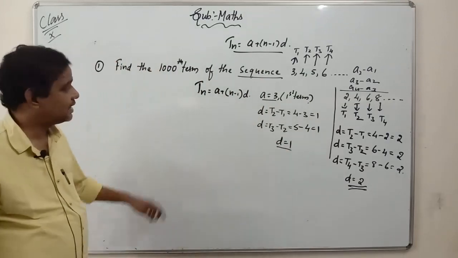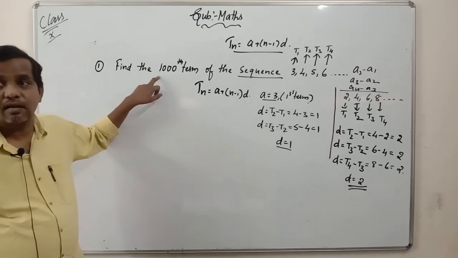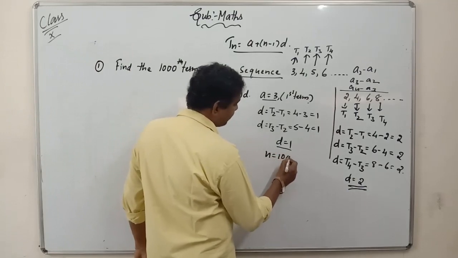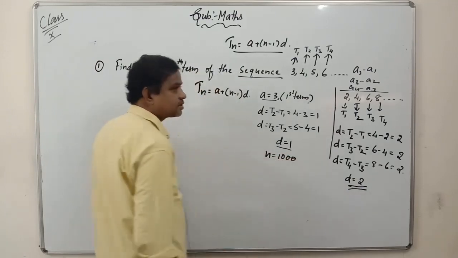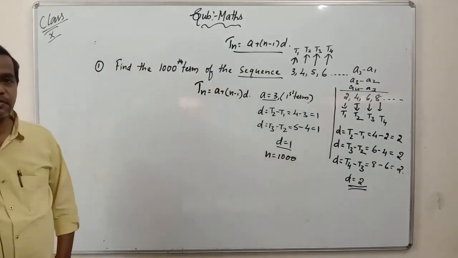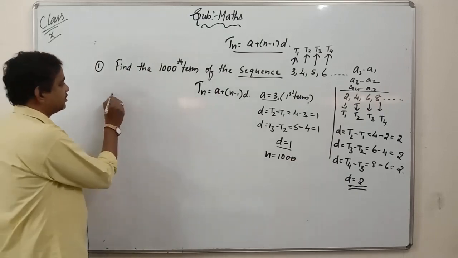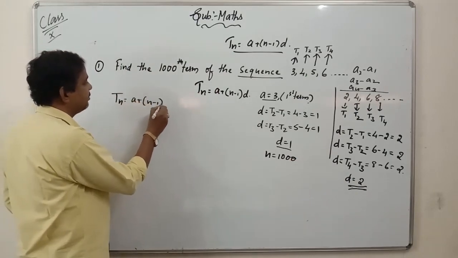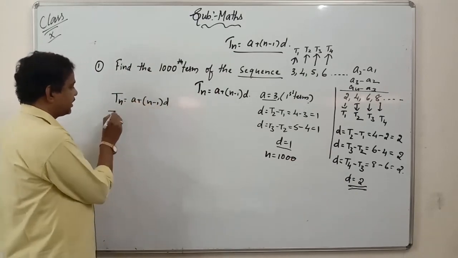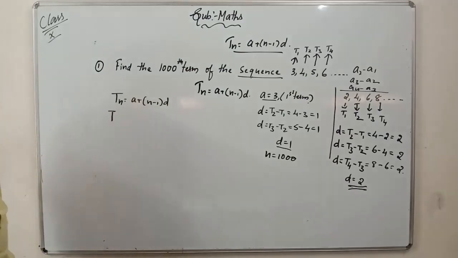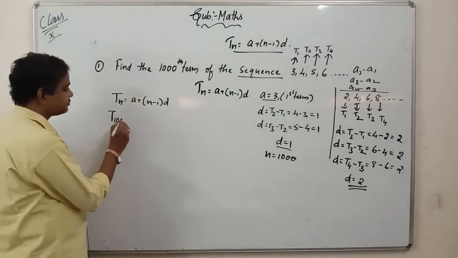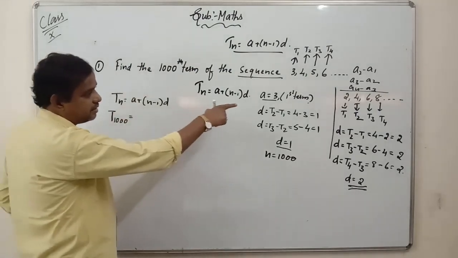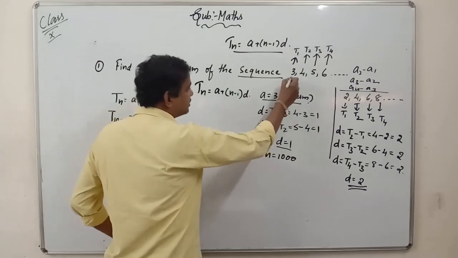And the question is asking which term? The 1000th term. So n equals 1000. Take the equation now: Tn equals a plus (n minus 1) d, where the value of n is 1000, equals a, which is how much? A is 3. I told you A is 3, because it is the first term.